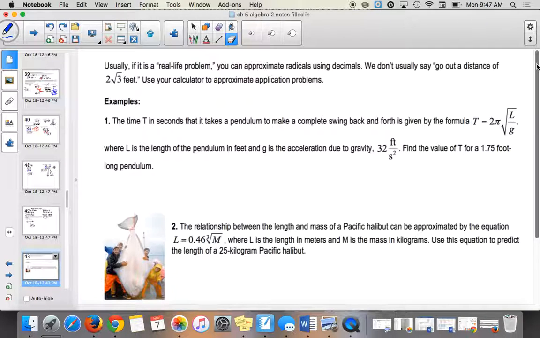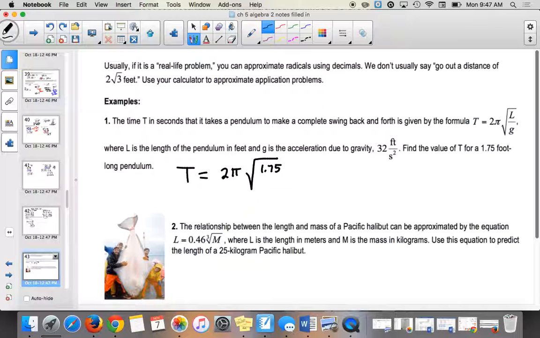So it says the time t in seconds that it takes a pendulum to make a complete swing back and forth is given by the formula t equals 2 pi times the square root of L over g. So L is the length of the pendulum in feet, and g is the acceleration due to gravity, which is 32 feet per second squared. So find the value of t for a 1.75 foot long pendulum. Okay, so this is a real life equation. So t is going to be 2 pi times the square root of the length, which was 1.75 feet, divided by gravity, which is 32.